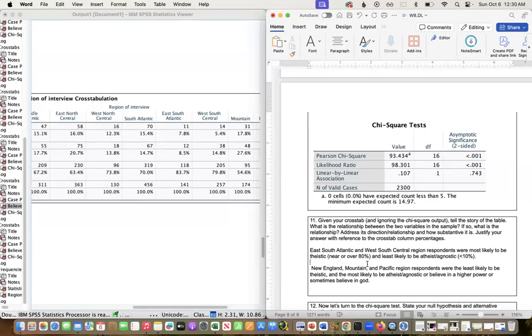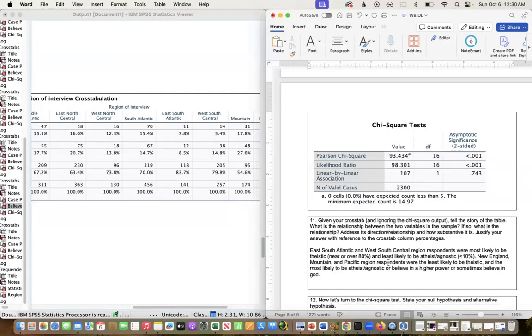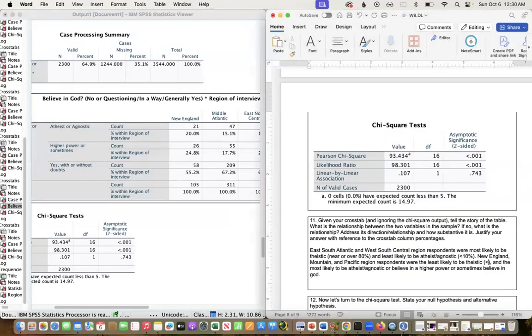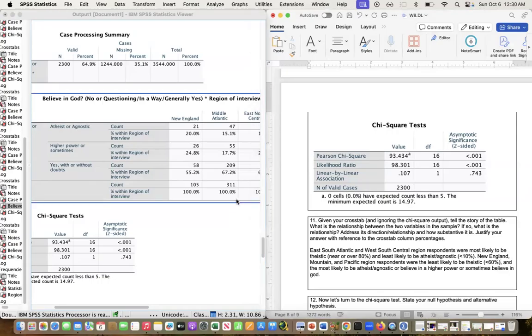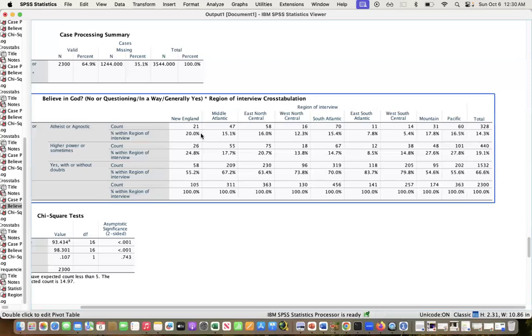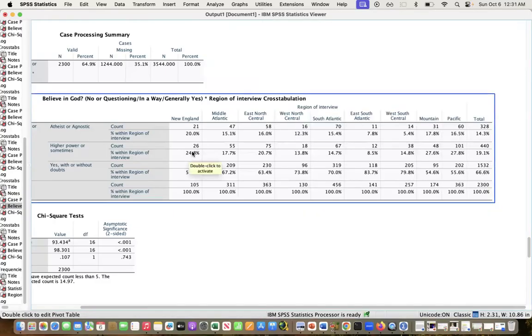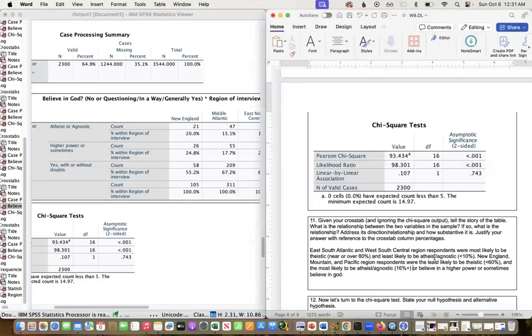New England, Mountain, Pacific region responses were the least likely to be theistic. So that was 55, all under 60%. So that's less than 3 out of 5. And the most likely to be one of these other categories. So here would be, this was 27, so this is over 16%. And this one was 24 point, so about 25+%.